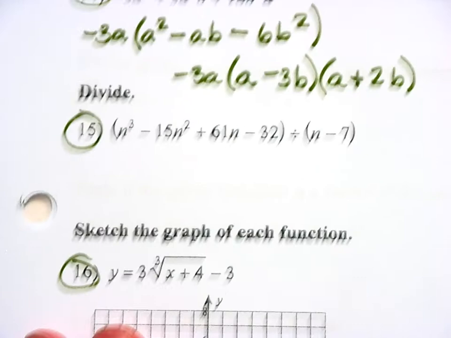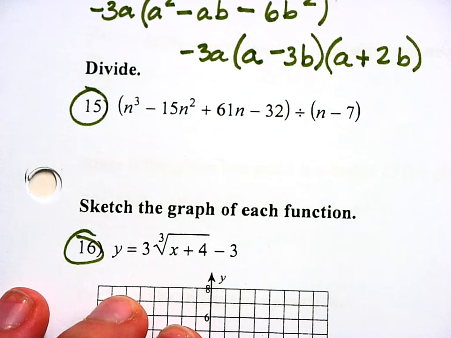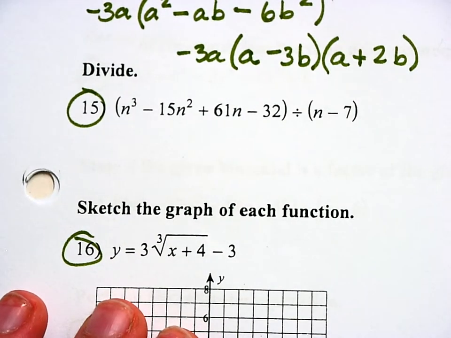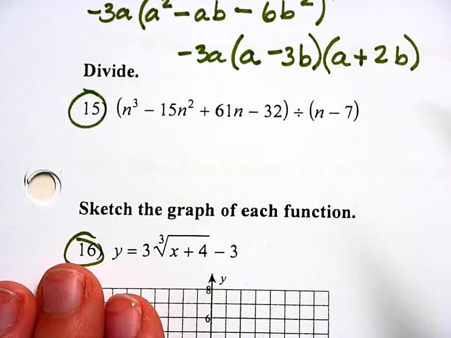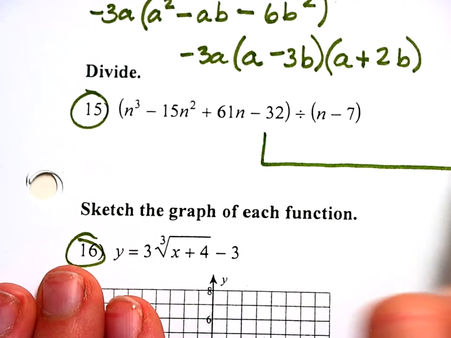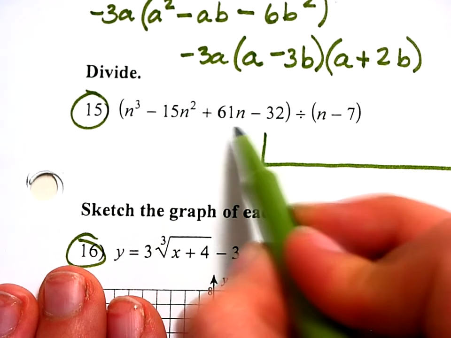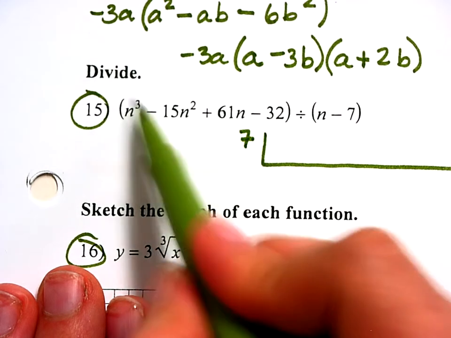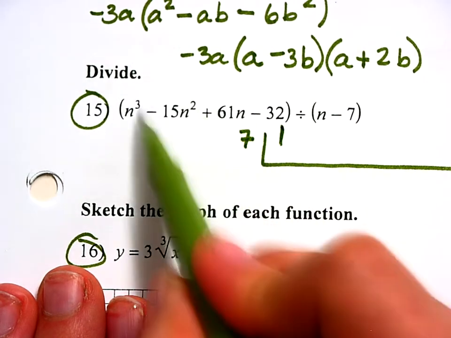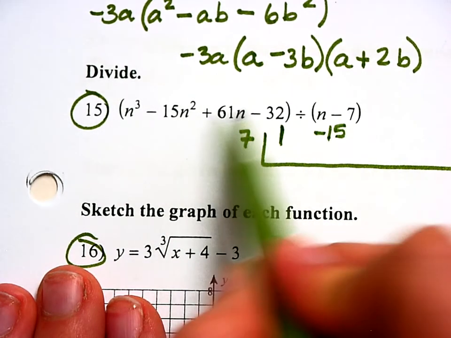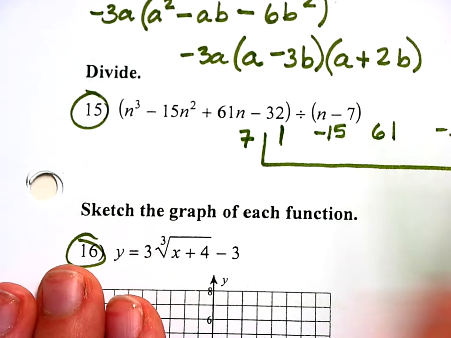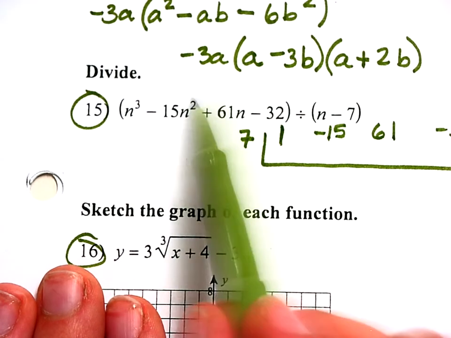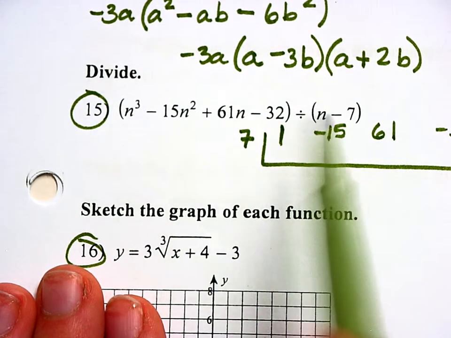Okay, moving on to number 15. Again, we are going to work with some polynomials, but now we're dividing. Now, I prefer synthetic, but you can use either since we're going to have multiple choice. You just need to get to the answer. So I'm going to set up my synthetic and write all my coefficients right here. 7 is what we're dividing by. So I've got a coefficient of 1, negative 15, positive 61, and negative 32. I didn't need any placeholders because I have to the third, second, first, and to the 0 power. So no placeholders are needed.